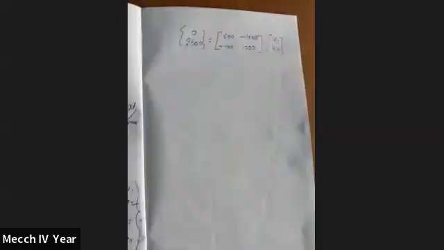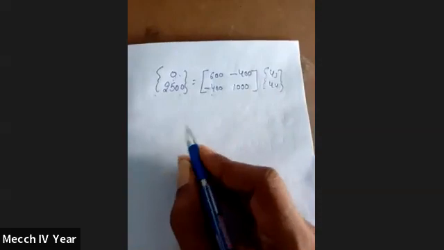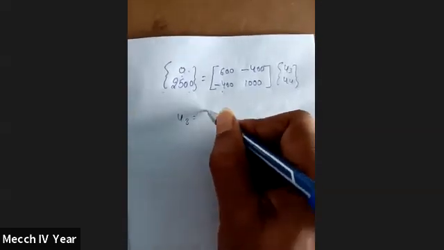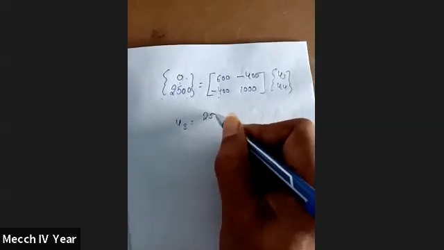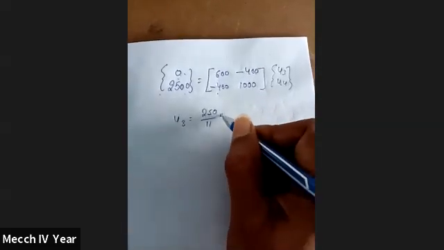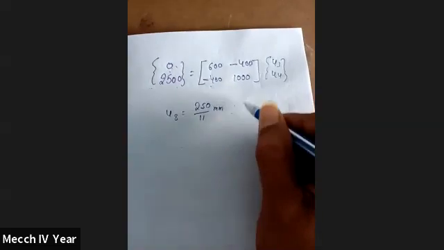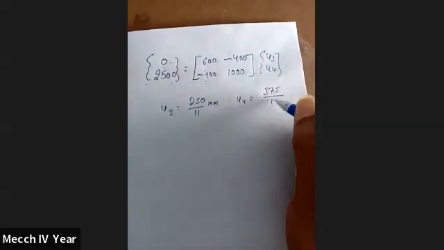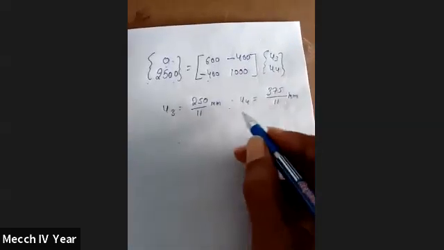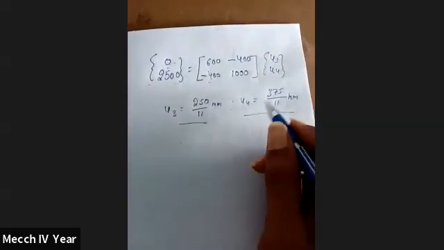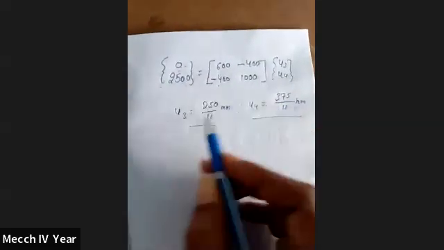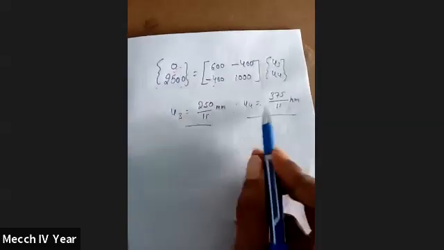Okay, so now I'm going to solve this equation. I'm going to find U3 and U4. So U3 is equal to 250 by 11, that is in mm. And similarly U4 is equal to 375 by 11. So these are the values for U3 and U4. You can calculate this. You will get the answer like this.